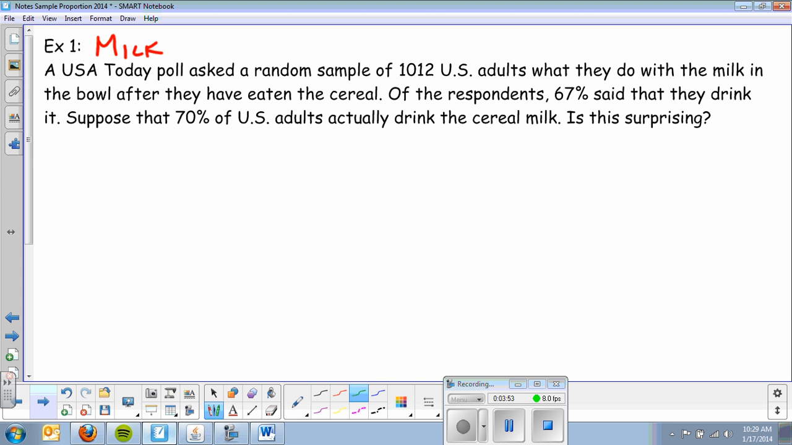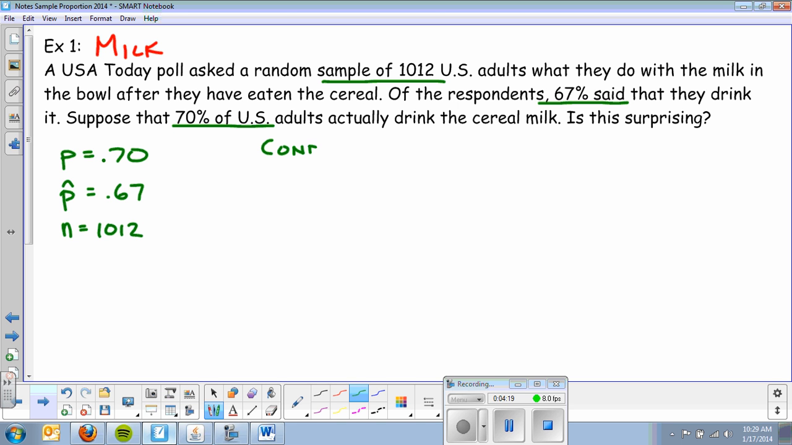I will proceed. This 70% of U.S. adults is the parameter. That's the true proportion of U.S. adults who drink their cereal milk. Now, in a sample of 1,012, 67% said they drink. So your p hat is 0.67, and your n in this case is 1,012. The first thing you have to do is check the conditions before we can proceed with any calculations.